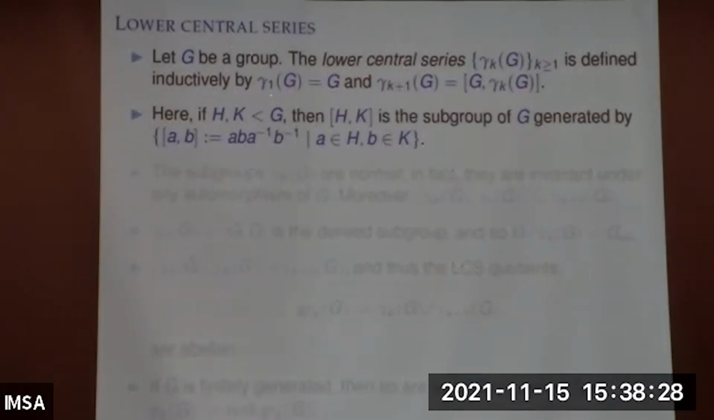defined inductively. Gamma 1 is G, and then gamma 2 is the bracket of G, G, gamma 3 is the bracket of G, gamma 2 of G, and so on. And what is this comma? Well, I mean bracket. So gamma 2 is the bracket of G with G, which is the commutator subgroup, right? So more generally, you have two subgroups H, K in G. The bracket of H and K is the subgroup generated by all the commutators of elements in H and K, right?